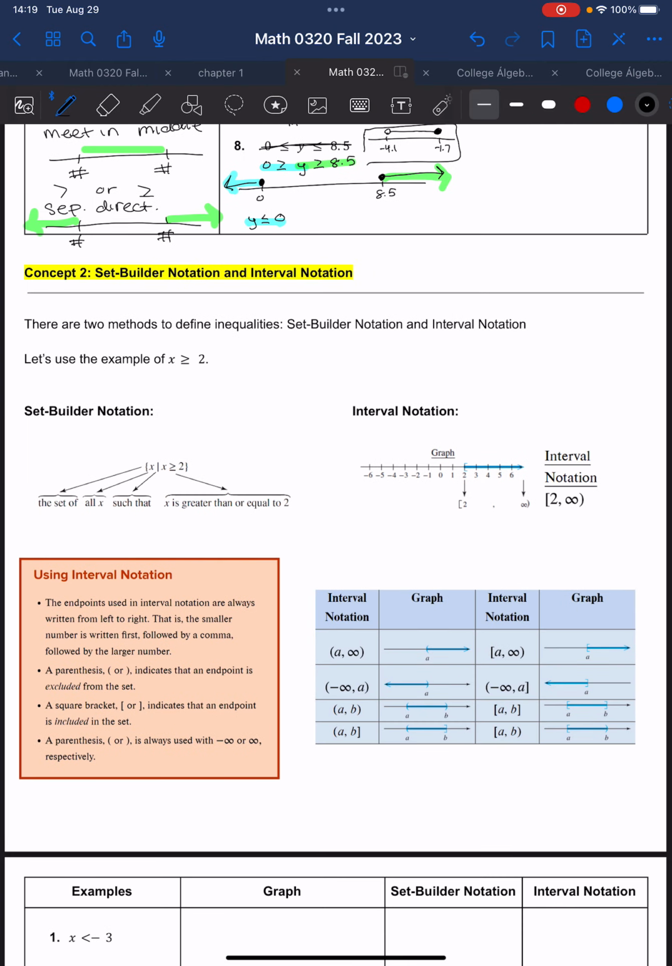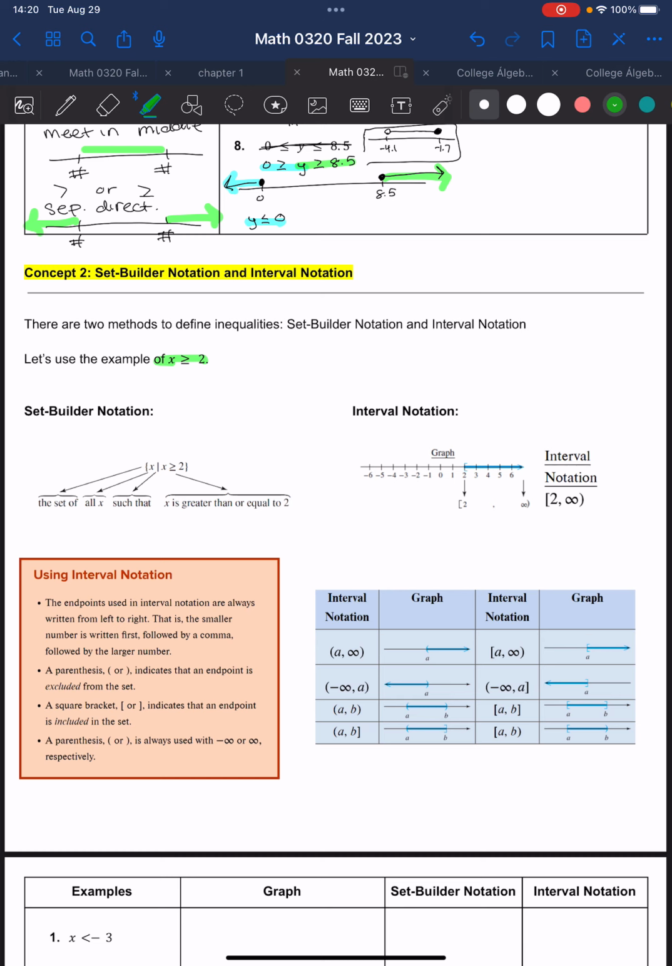Concept 2 talks about set builder notation and interval notation. There are two methods to define inequalities: set builder notation and interval notation. To determine the difference between the two, we're going to use the example x is greater than or equal to 2.